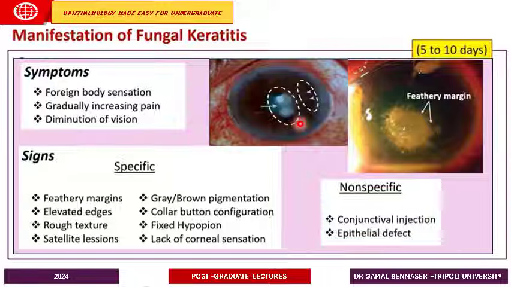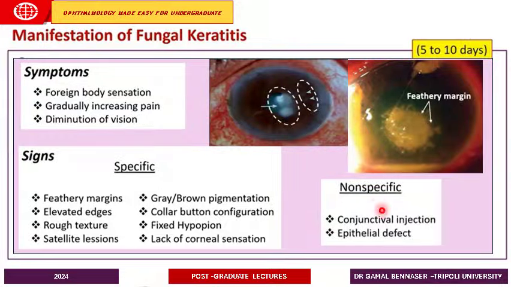You will find sometimes pigmentation, especially in the dematiaceous fungi, and a collar button, which is the immune ring. You will sometimes find the ring around the infiltrate, which is an immune ring. The hypopyon is pyramidal in shape and fixed, and usually not sterile because of the invasion of the organism inside the anterior chamber, and it does not respect the movement of the head position. And also sometimes you find lack of sensation from the cornea due to chronic ocular surface problems.